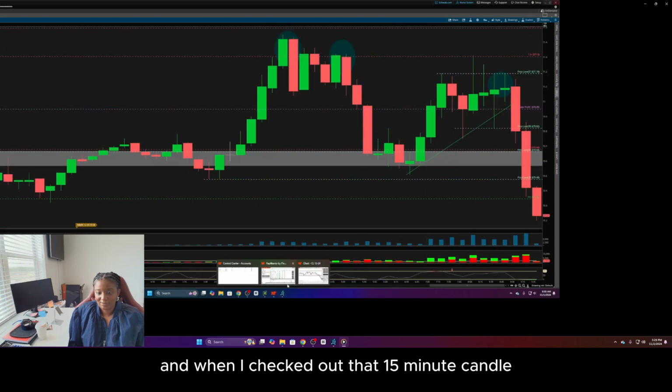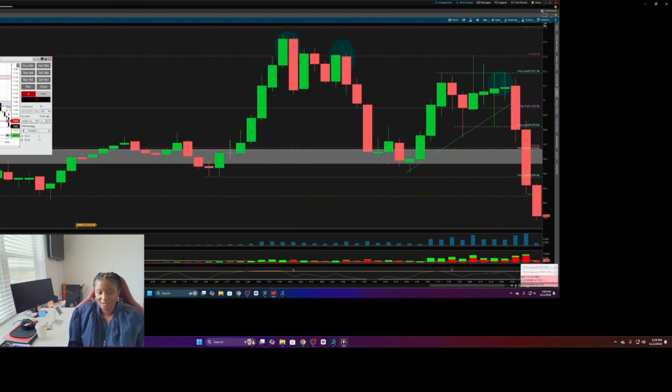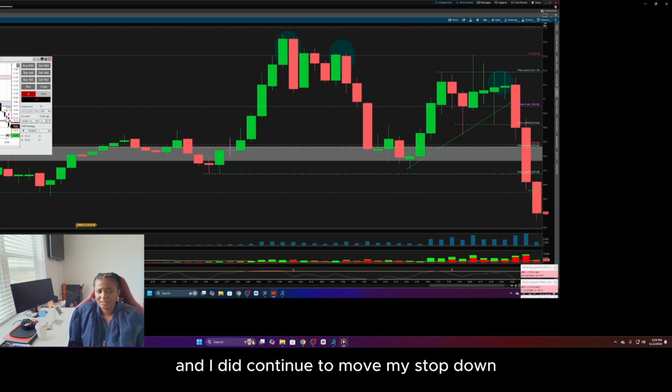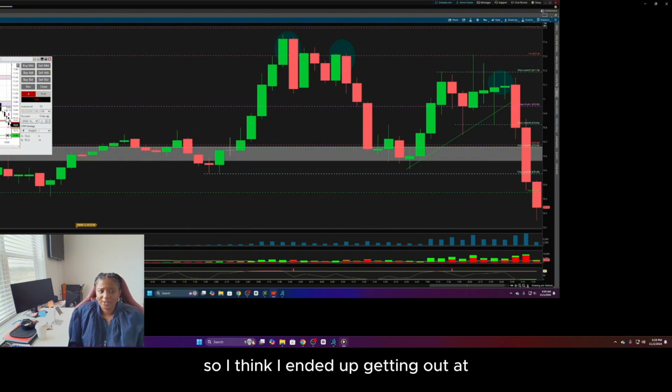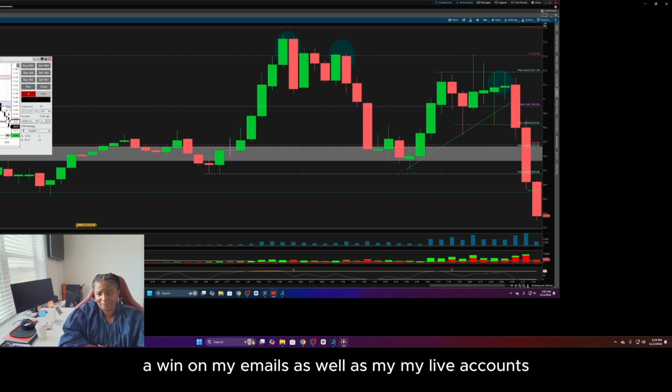And when I checked out that 15-minute candle, it was go time. It broke below it, plus the wick below it, so it took that out. And that level below was my level of interest, or obviously my take profit, which I had at, I believe, 20 points. I did continue to move my stop down. I think I ended up getting out, or it stopped me out, at 15 points per contract. So that was a win on my evals, as well as my live accounts.